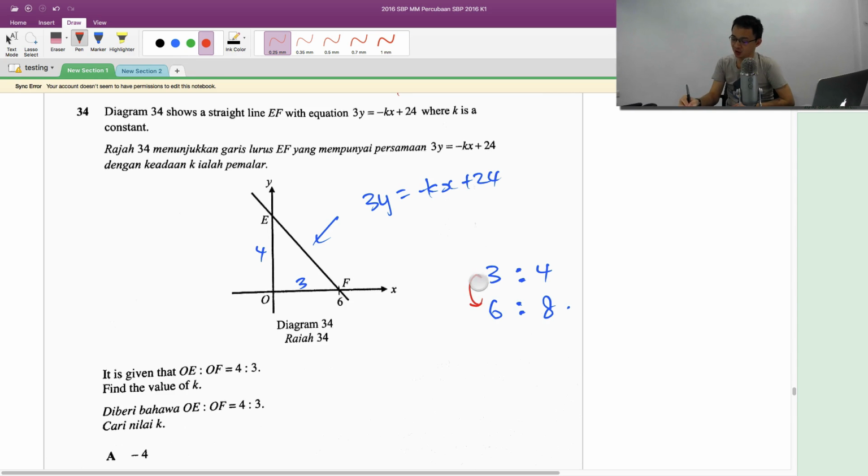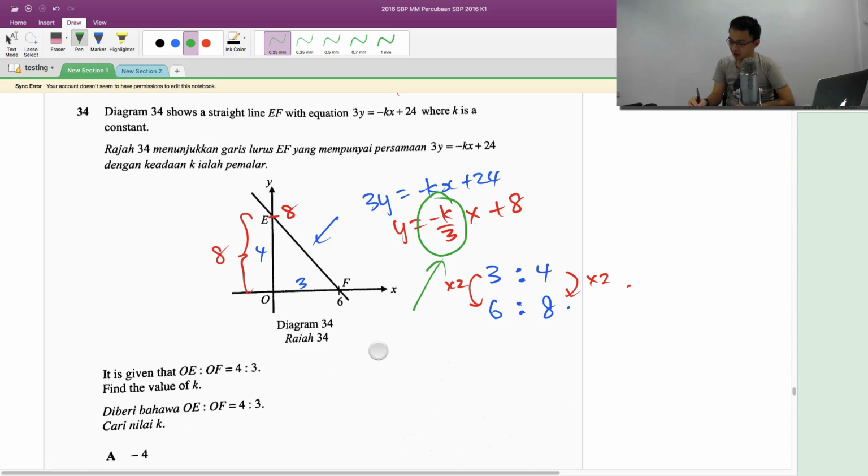Because what? This one go into here is times 2. So this one go into here is times 2 as well. So I know total here should be 8. So E here is 8. Okay, so I have x-intercept and y-intercept. I know I can use the gradient to actually find the value of k. So what I will do is, I will change this one into y equals mx plus c. So I divide 3 for all. So therefore I got my gradient. This is my gradient.